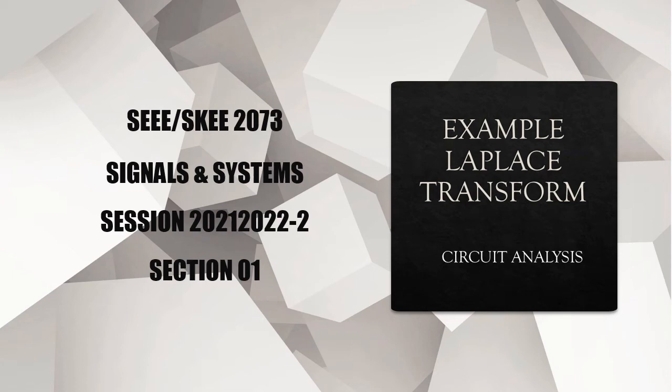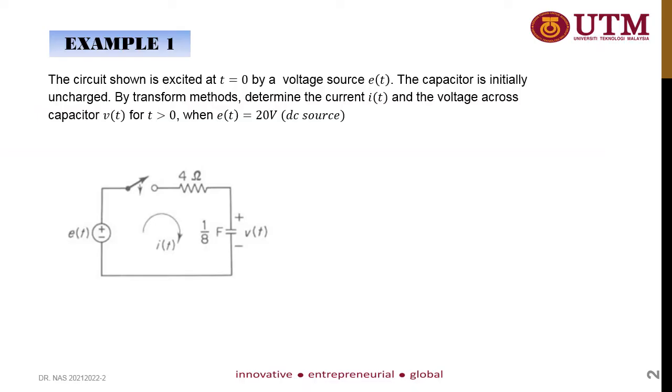So let's discuss some examples on circuit analysis using Laplace transform. Okay, let's look at the first example. The circuit shown is excited at t equal to 0 by a voltage source e(t), and the capacitor is initially uncharged. By using transform methods, determine the current i(t) and the voltage across the capacitor v(t) for t larger than 0 when the source e(t) equals 20 volts.